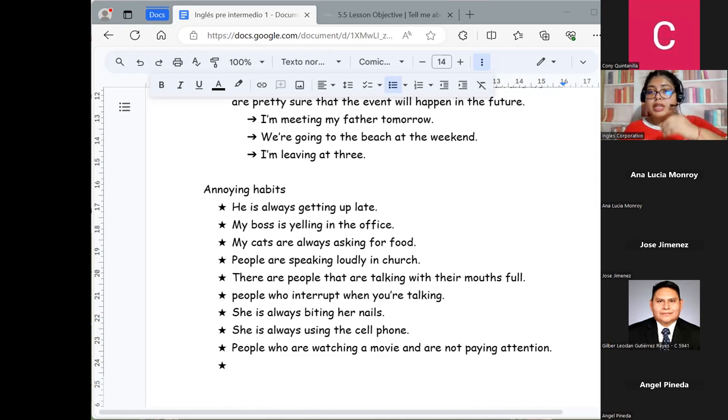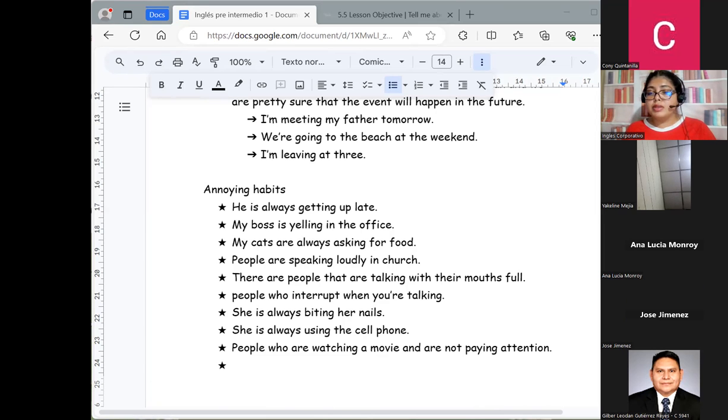People that talk with their mouth full, that is something very bad. People who interrupt someone when he or she is talking. People that are biting her nails or his nails or their nails. Someone that is always using the cell phone, even when they have a conversation with other people. People who are watching a movie and they are not paying attention and they are talking. They are doing different things. You are always screaming. Okay.